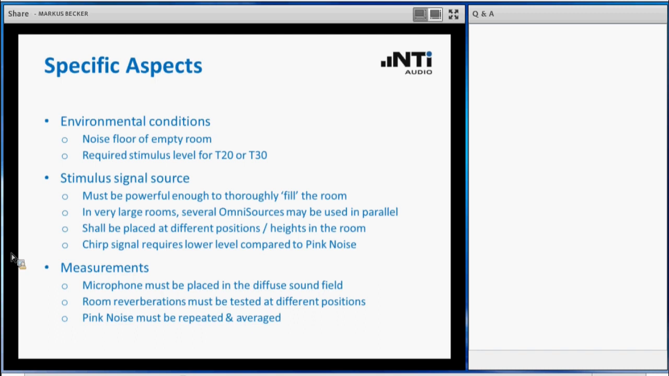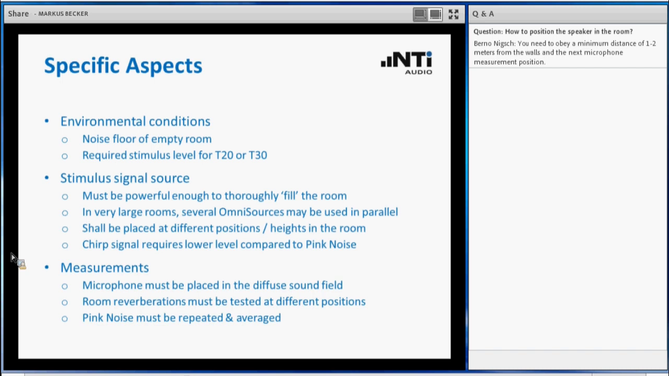Talking about the measurements, it is important that the measuring microphone must be placed in the so-called diffuse sound field, which means it has to be far enough away from the sound source, typically several meters. I will tell you more about that on a later slide.